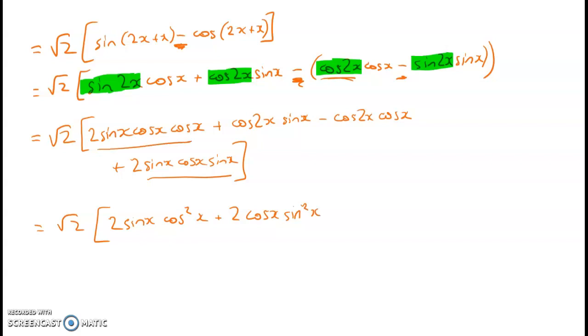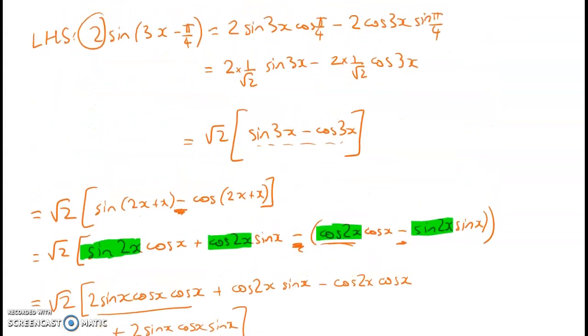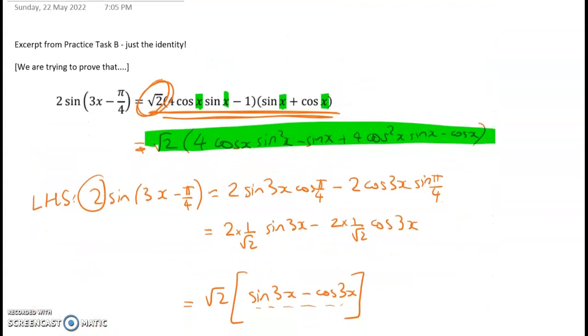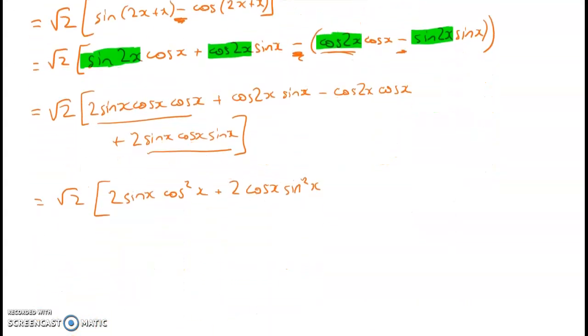So that's those done. Now let's have a look at where I'm trying to get to. I want to end up with 4 cos x sine squared x minus a sine x and minus a cos x. Also notice that I don't have any constant terms coming in here. So when I do my cos of 2x's, I want them to be such that the plus 1 and the minus 1 are going to undo each other or reverse each other. So we're going to try this, and if it doesn't work, we can try it again.